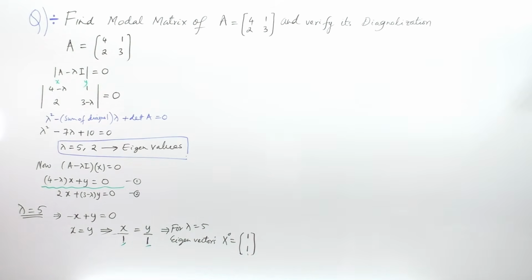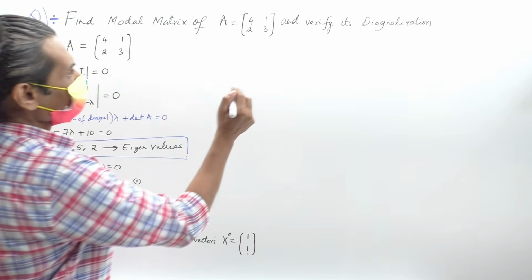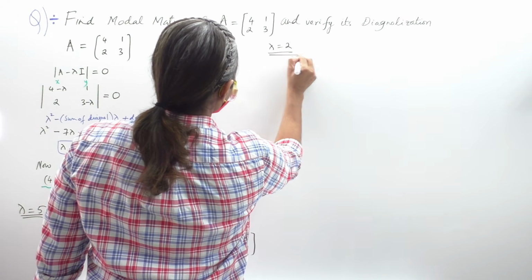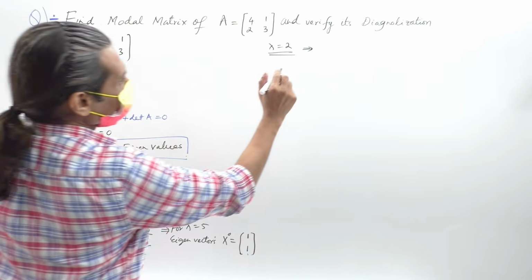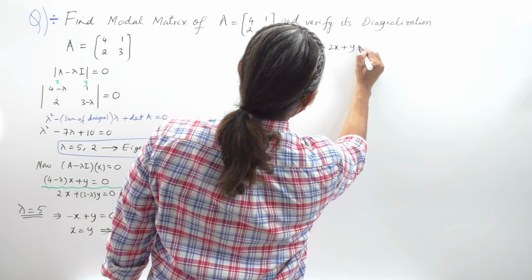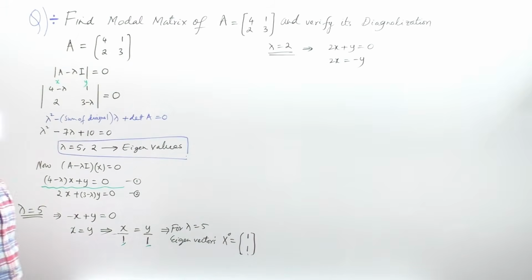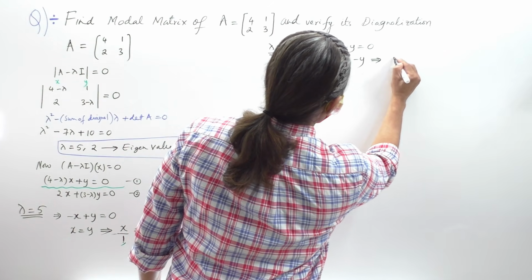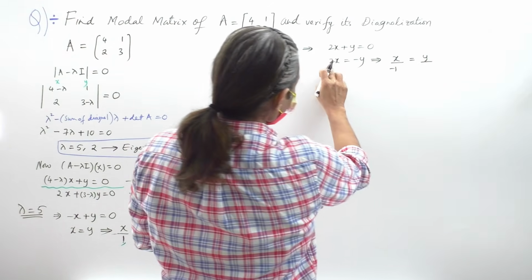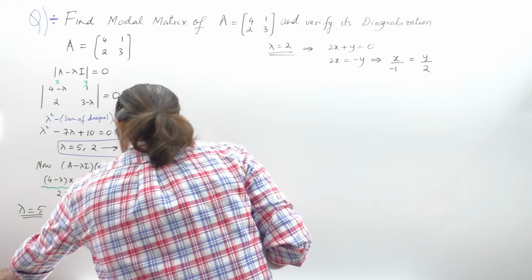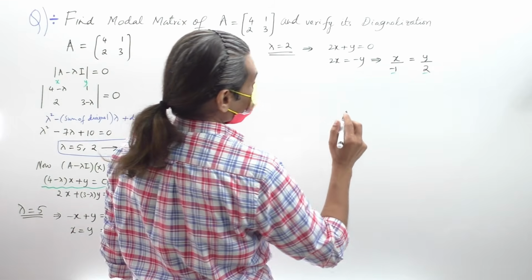Okay. Now next, there are two eigenvalues, 5 and 2. Let's move to lambda is equal to 2 now. For lambda is equal to 2, 4 minus 2 is 2, so 2x plus y is equal to 0, or 2x will be equal to minus y. Am I right? So this I can simply write in ratio form as x by minus 1 is equal to y by 2. That means the ratio is minus 1 and 2, so minus 1 and 2 are the eigenvectors for lambda is equal to 2.